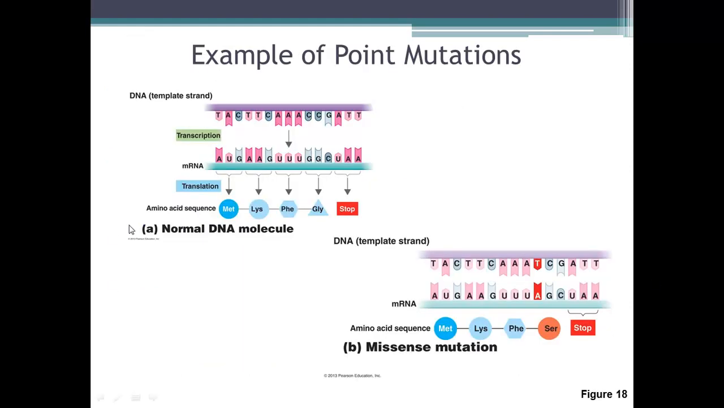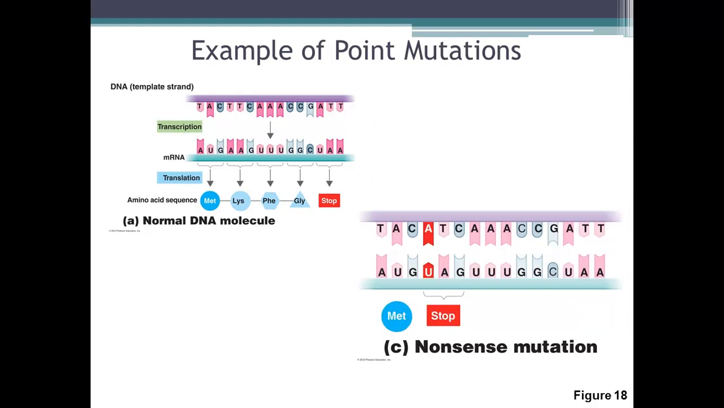So here's a picture of a normal DNA molecule. Here's the DNA strand. When we transcribe, we create an mRNA strand, and when we translate, here is our protein sequence. Now, in a missense mutation, as you notice here, we have AAA, and then we change the C to a T. By doing that, we're now changing the nucleotide to an A. So we have methionine, lysine, phenylalanine. Now we're no longer going to be coding for glycine. We're now coding for something else, a whole different protein.